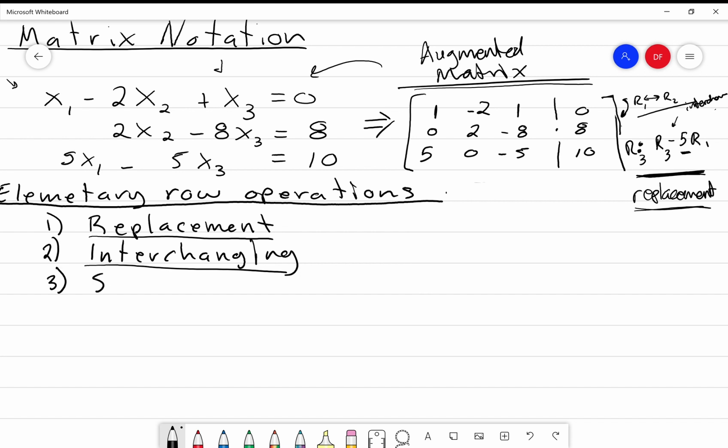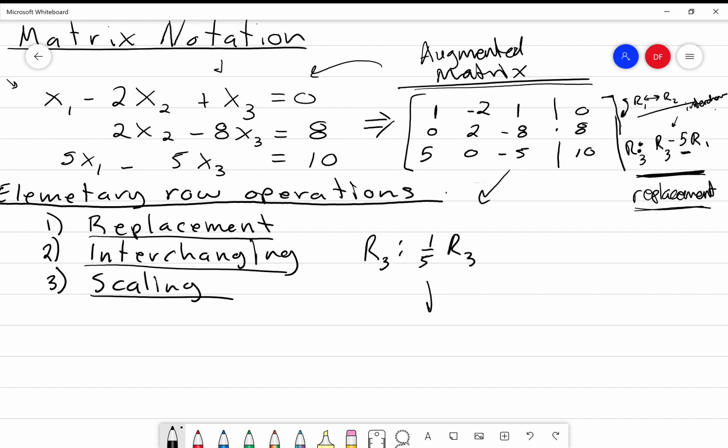And 3 is called scaling. Scaling a row means that I could just multiply that row by any number. So for example, I can multiply row 1. I could replace row, let's say row 3, by 1 over 5 row 3 here.